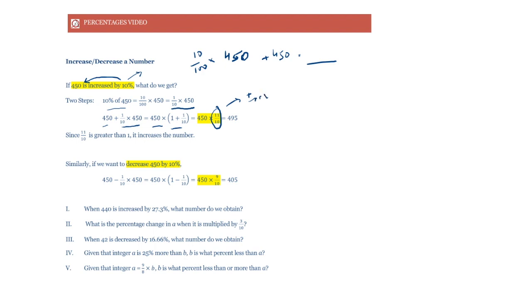When we increase a number by 10%, we are basically multiplying the number by 11 by 10. So instead of following two steps of first finding out the 10% of the number and then adding it to the number, we can simply multiply the number by 11 by 10. 11 by 10 is equivalent to an increase of 10%.